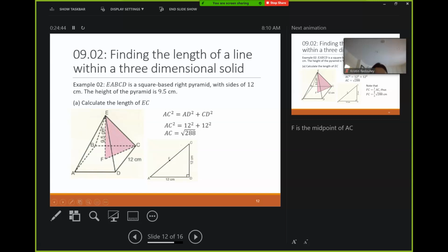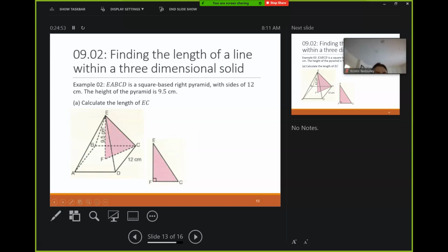All right, so we have our length for AC. We can divide that in 2 to get FC. And now that we have our length for FC, we can go back and find EC.